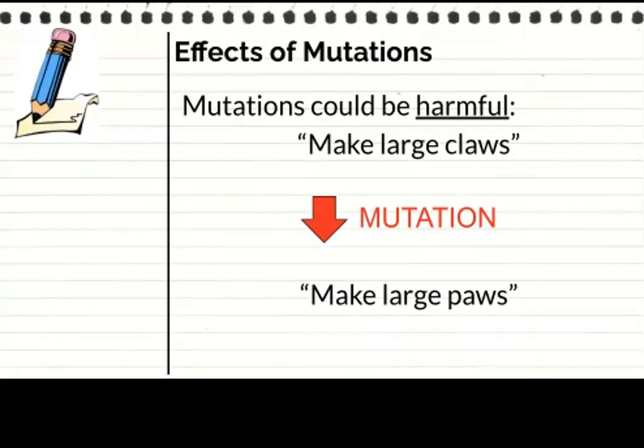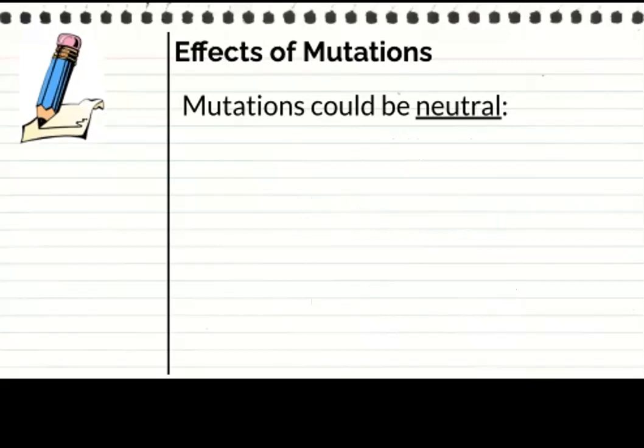Mutations can also be neutral, though. The question was, but don't paws have claws? Yes. But what if the code said instead of make large claws, they made large paws? So the paw got bigger, but the claw stayed the same size. Now you have big old fat paws, right? It's going to be a lot harder to move around. So mutations can be helpful, they can be harmful, they could be neutral.